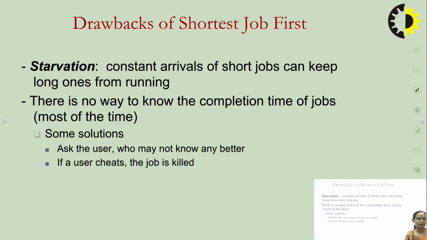What are the drawbacks of SJF? Starvation is possible. Short jobs keep coming into the ready queue, whereas long jobs never get CPU time, so it leads to the starvation of the longer ones. There is no way to know the completion time of jobs. This is another drawback. So what is the solution for this? Ask the user, who may not know any better. So this is not a better solution. If a user cheats, then the job is killed. So automatically we cannot go for this kind of solution in an interactive system.